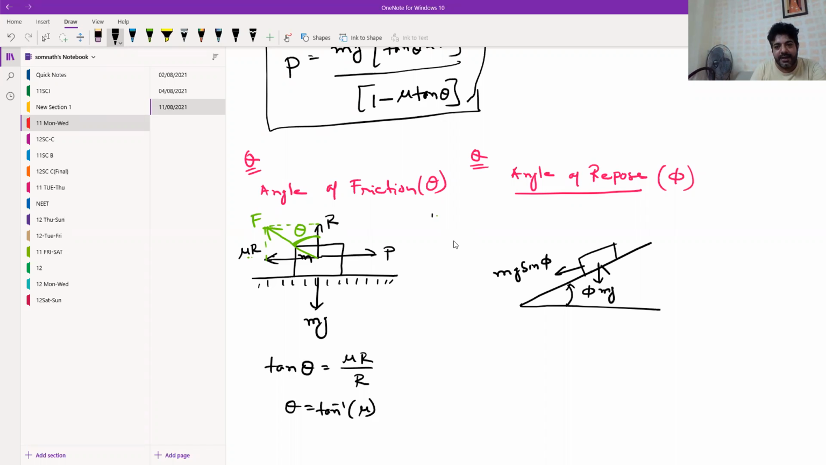इधर लगेगा mg, इधर लगेगा phi, इधर लगेगा mg cos phi, इधर लगेगा नॉर्मल रिएक्शन. तो as the tendency of motion downward, मेरा फ्रिक्शनल फोर्स किधर लगेगा? ऊपर की तरफ, μR. Yes or no? Yes, sir.